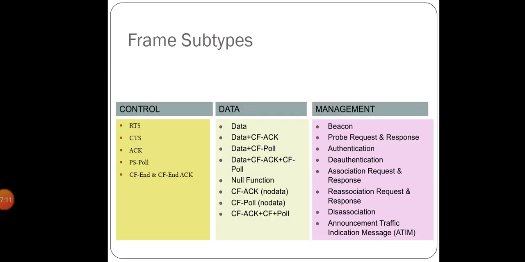Frame subtypes. For control it uses RTS, CTS, ACK, PS poll, CF end and CF end plus ACK, and then data plus CF acknowledgement, data plus CF poll, data plus CF acknowledgement plus CF poll, null function, CF acknowledgement no data, CF poll no data, CF acknowledgement plus CF poll. For the management it uses beacon, probe request and response, authentication, deauthentication, association request and response, reassociation request and response, disassociation, and announcement traffic indication message, that is ATIM.